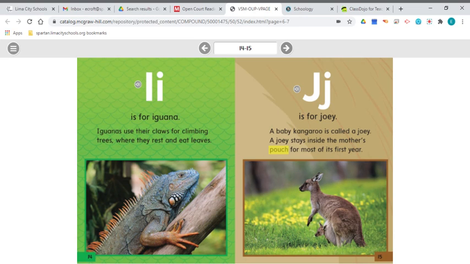All right. Now this might be a good place to stop and make another prediction. I predict, now I'm just thinking way ahead, I'm going to think about predicting the letter O. I'm going to predict that O will be for octopus. Can you predict a letter of the alphabet and what animal it might be? Think about a letter that we haven't talked about and predict what you think they will show for that letter.